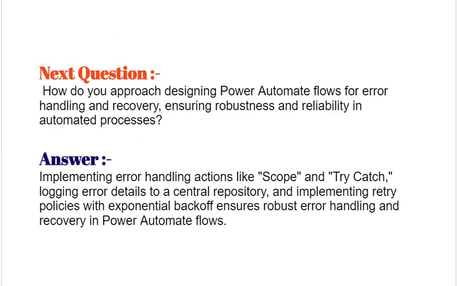Our next interview question is: how do you approach designing Power Automate flows for error handling and recovery, ensuring robustness and reliability in automated processes? Your answer should be: implementing error handling actions like scope and try catch, logging error details to a central repository, and implementing retry policies with exponential backoff ensures robust error handling and recovery in Power Automate flows.